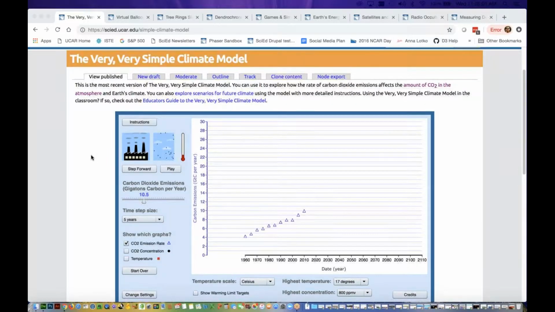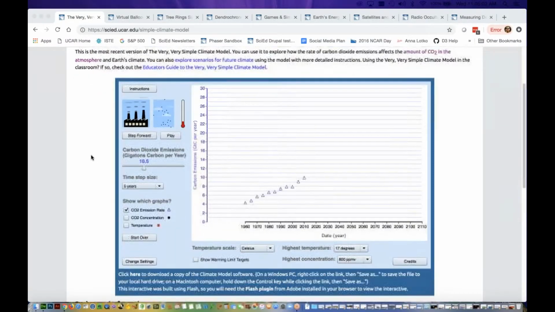The first one I'm going to show here is called the very, very simple climate model. It's based on the notion that you've got carbon dioxide emissions, which you are in control of. You've got the resulting amount of carbon dioxide in the atmosphere, and then you've got the global temperature that arises based on that. So it's a very, very simple model, and you do projections going out into the future.